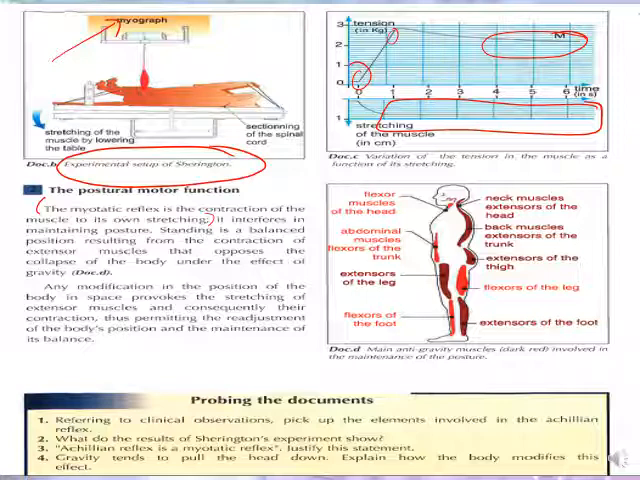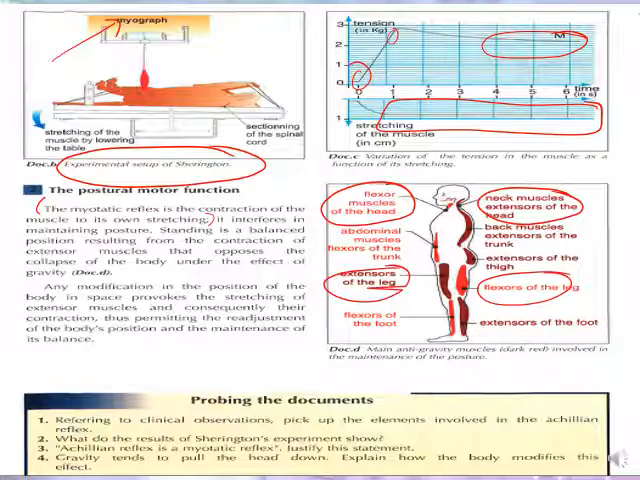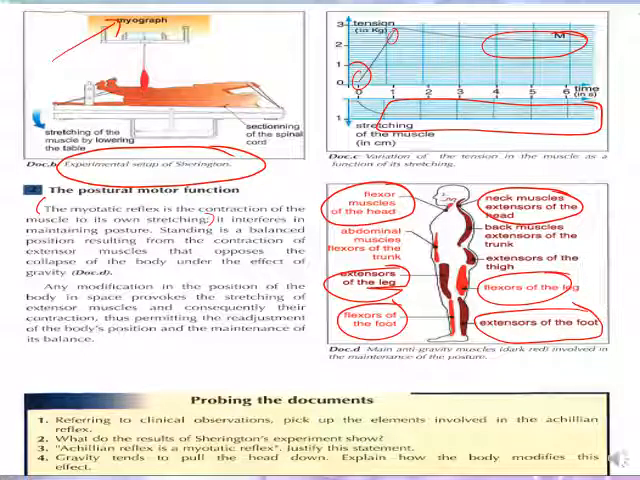So neck muscles are extensors of the head. Here we have flexor muscles of the head, abdominal muscles, back muscles, extensors of the legs, flexors of the leg, which make flexion; extensors make extension; flexors of the foot make flexion; extensors of the foot make extension. So any modification in the position of the body in space provokes the stretching of extensor muscles and consequently their contraction, thus permitting the readjustment of the body's position and the maintenance of its balance.